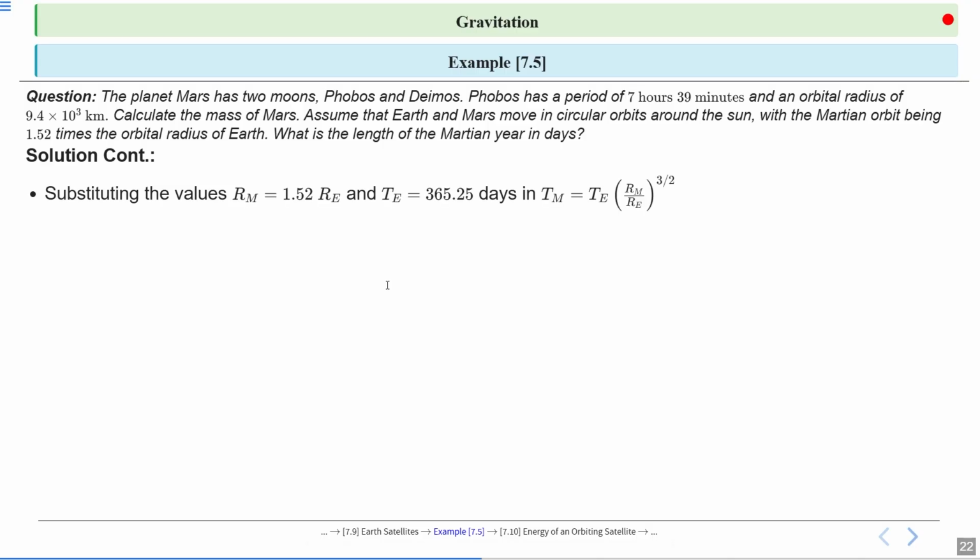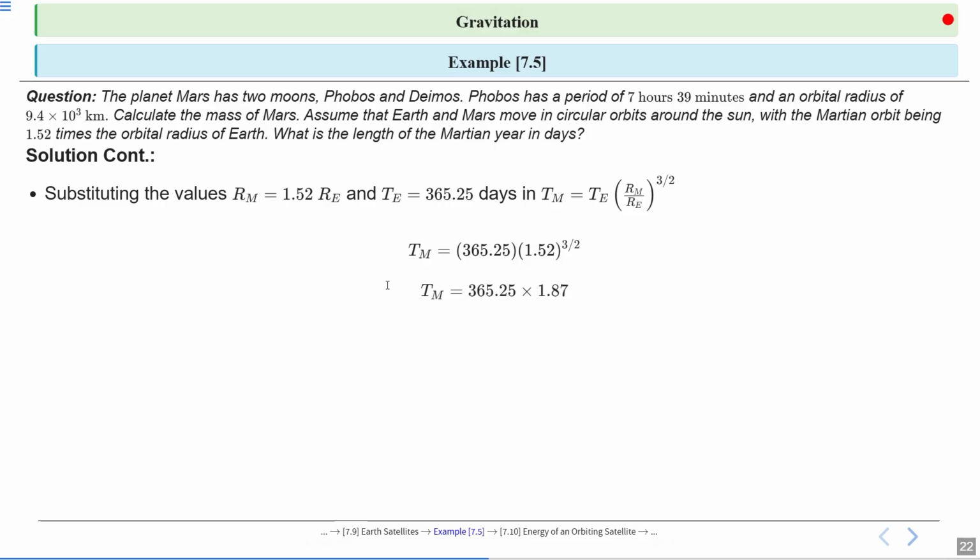Now substituting the given values into the formula for the Martian year, Rm is equal to 1.52 Re and Te is equal to 365.25 days. In the formula, Tm is equal to Te into (Rm divided by Re) whole power 3 by 2. So you will get Tm is equal to 365.25 into 1.52 whole power 3 by 2.